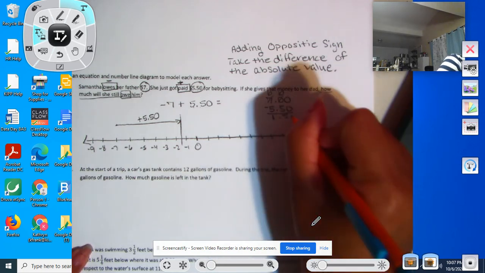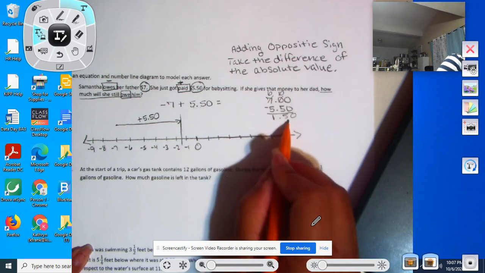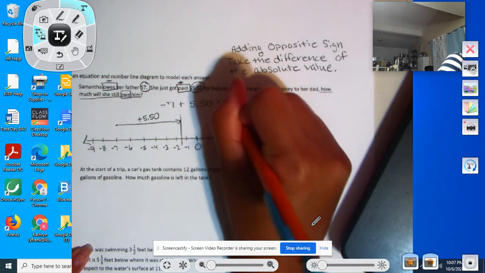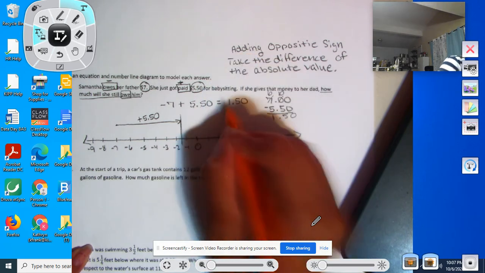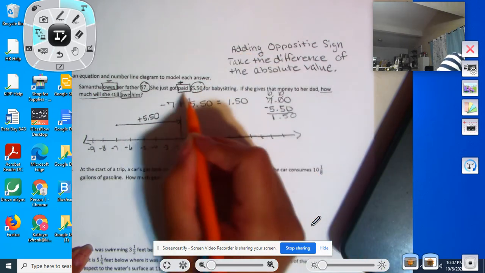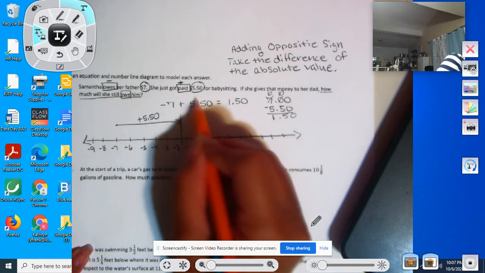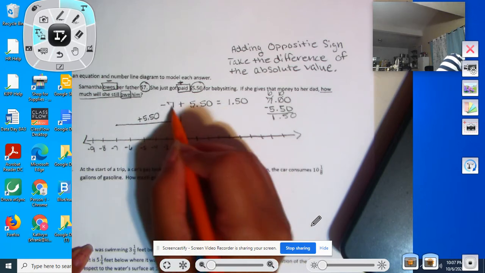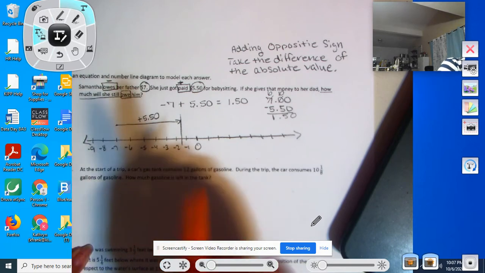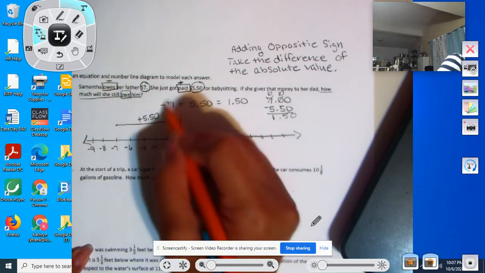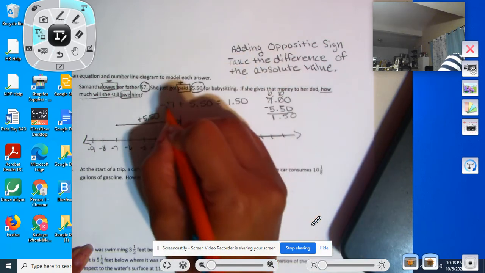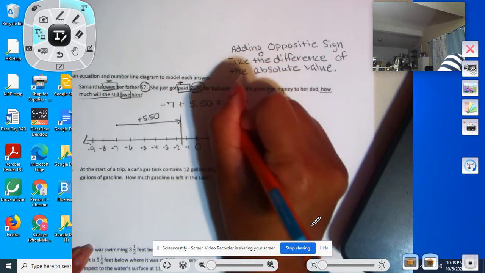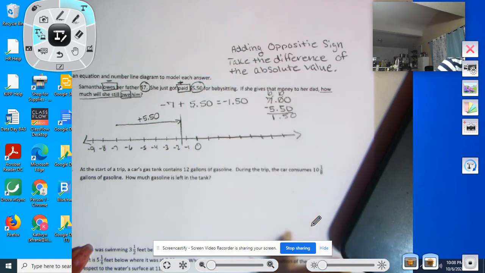So we have a difference of $1.50. Now, here's the thing. What sign should this $1.50 have? Should it be positive or negative? Well, remember, the integer, or in this case the rational number, with the greater absolute value determines the sign. -7 has the greater absolute value. Since -7 is negative and has the greater absolute value, my answer is also going to be negative.